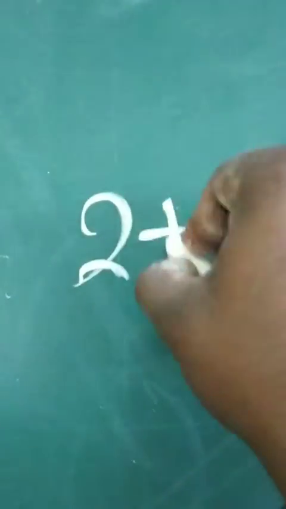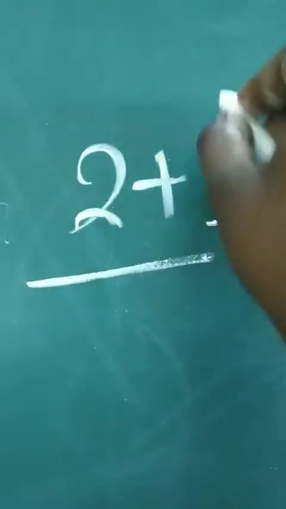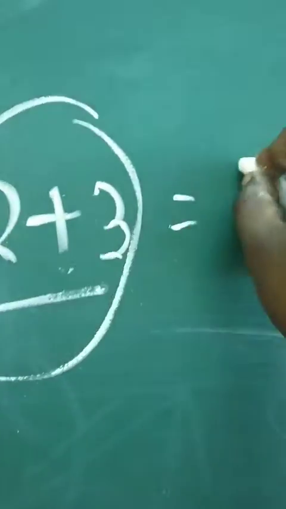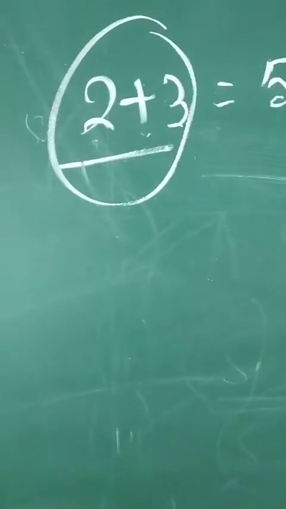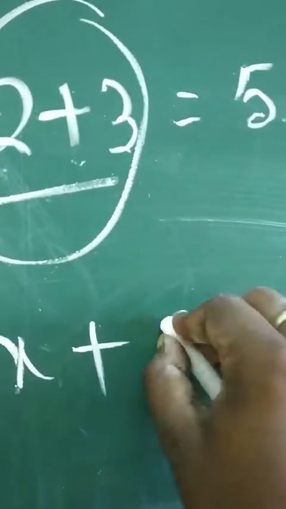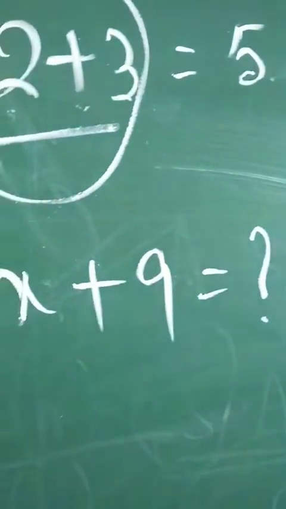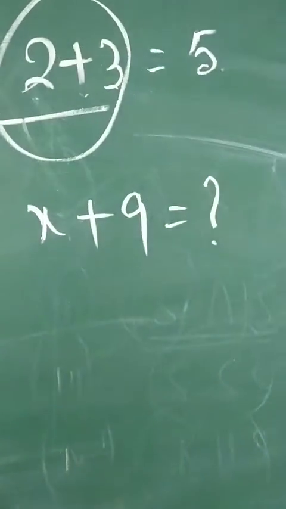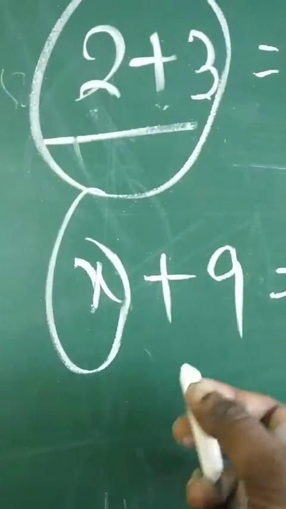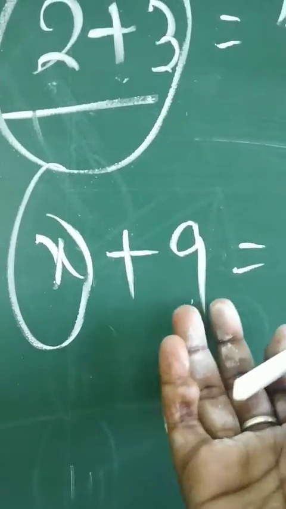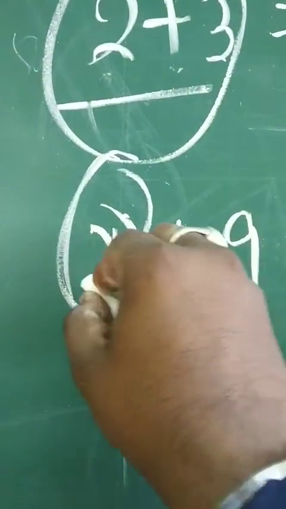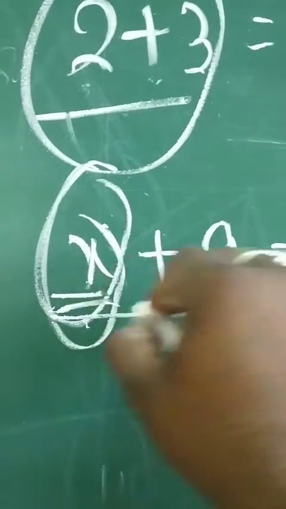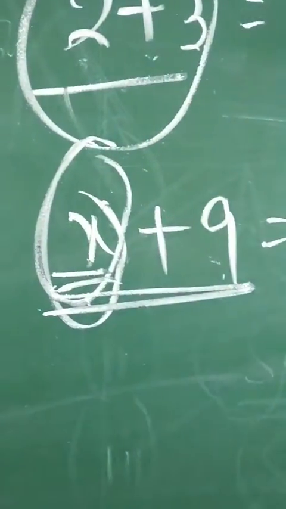For example, children, if I ask what is the value of 2 plus 3, everybody will be able to answer that, sir, 2 plus 3 is equal to 5. Now, if I ask what is the value of x plus 9? Nobody will be able to answer. You might be thinking, sir, what is x? And 9 is known, we know it's a number, but what is x? Until and unless we know what is x, we cannot find the value of x plus 9.